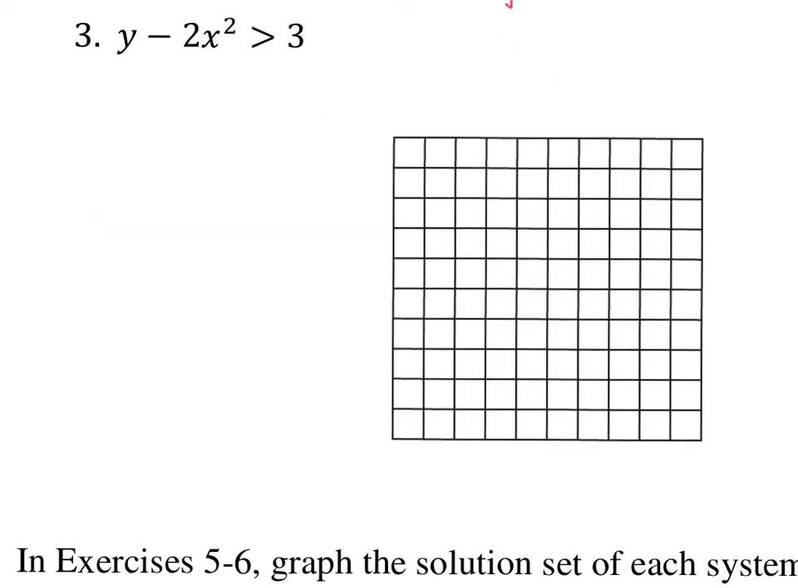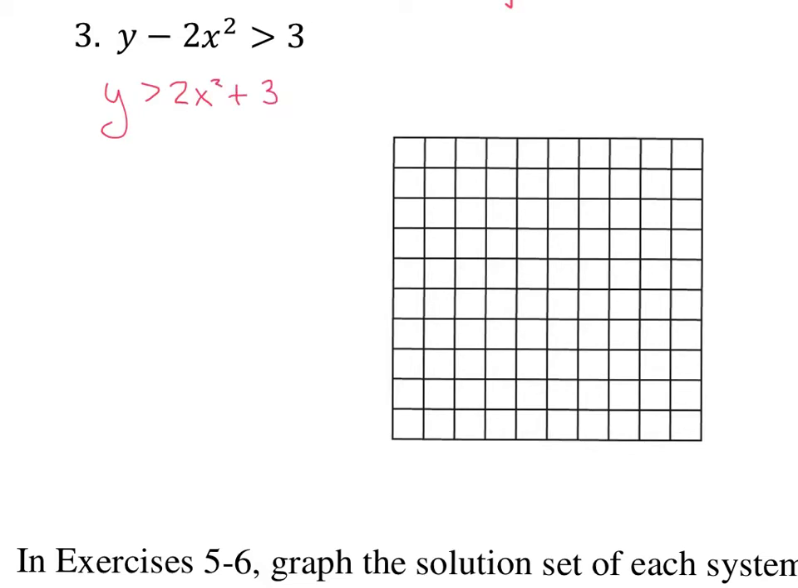All right, let's take a look at number 3 here. We also have another parabola. I'm going to go ahead and I'm going to isolate y. This time I have y greater. Notice that it's not greater than or equal to, so that's how I know it's going to be a dashed curve, right? And I get 2x squared plus 3.